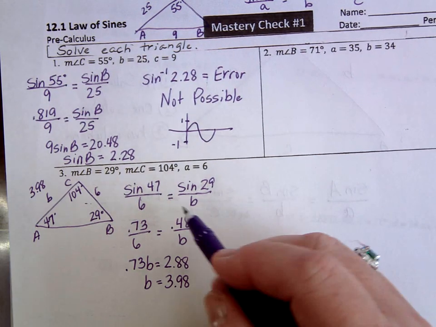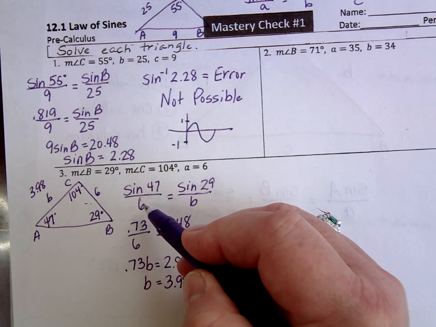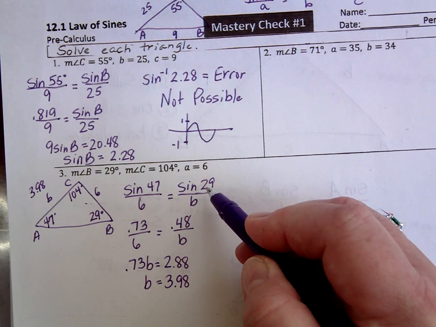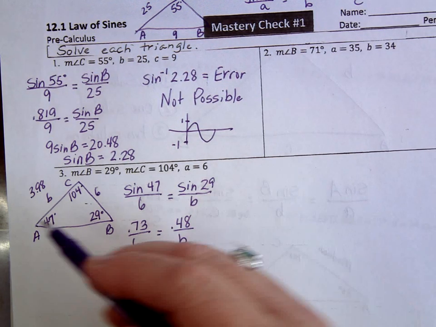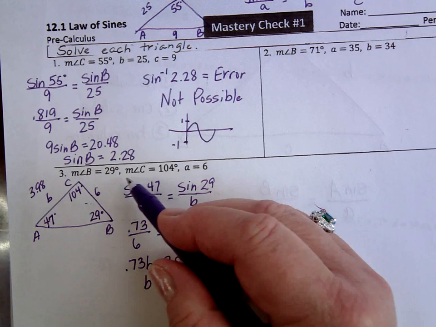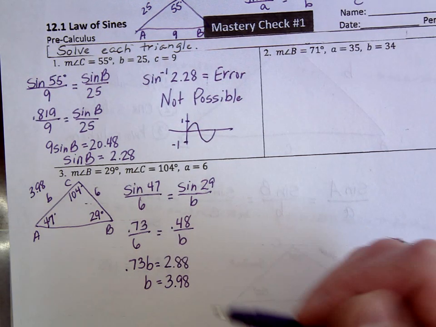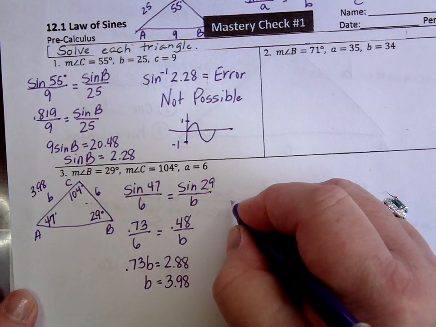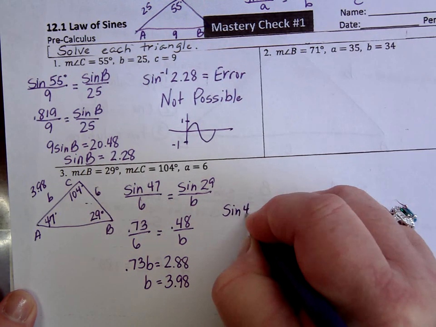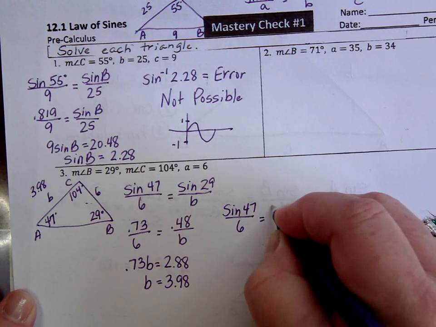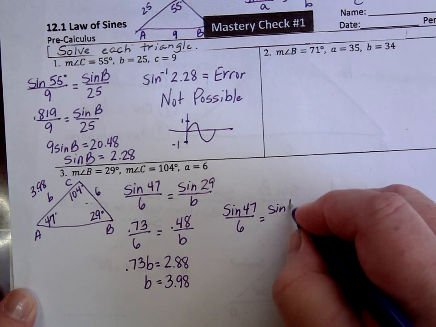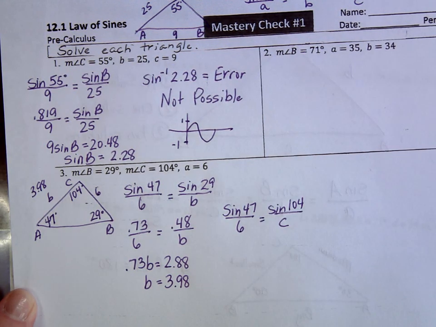So I'm going to go back. I know all the things about A. There's a lot of choices here, by the way. You could just use the sine of 29 over your B of 3.98, but I tend to go back and do this because I've already done the work for it. So I'm going to set up a second set of fractions. The sine of 47 over 6 equals the sine of C, 104, over little c, so I can find C.